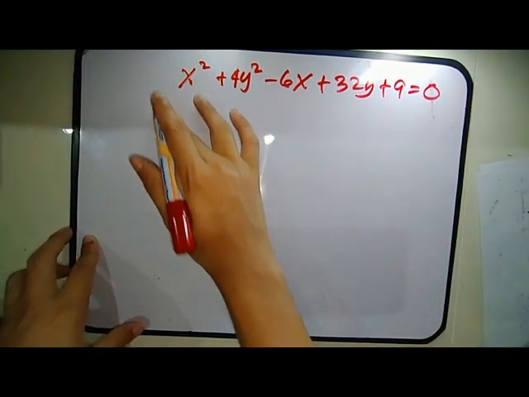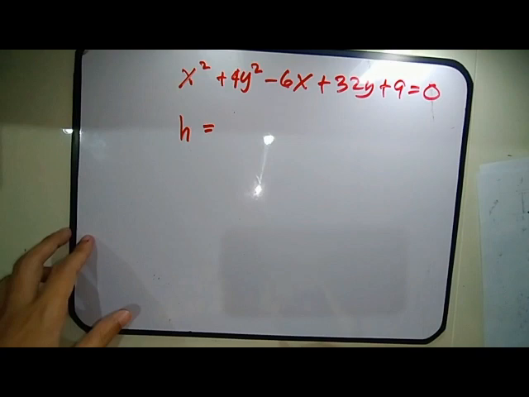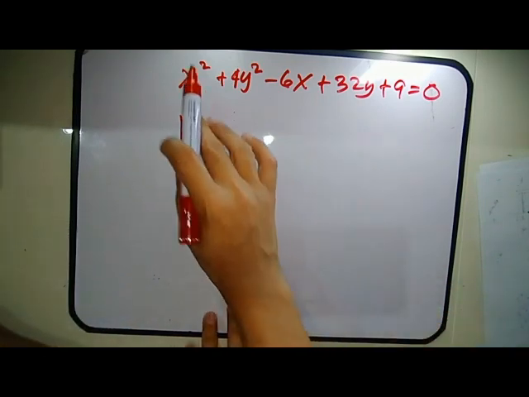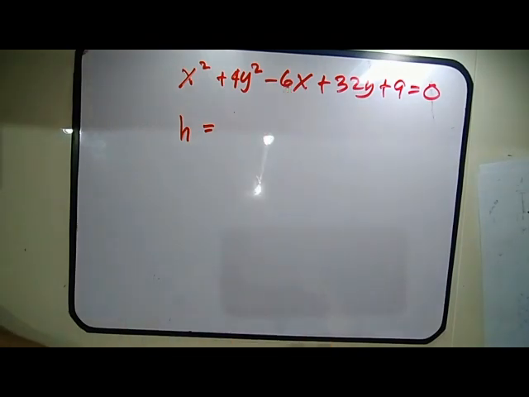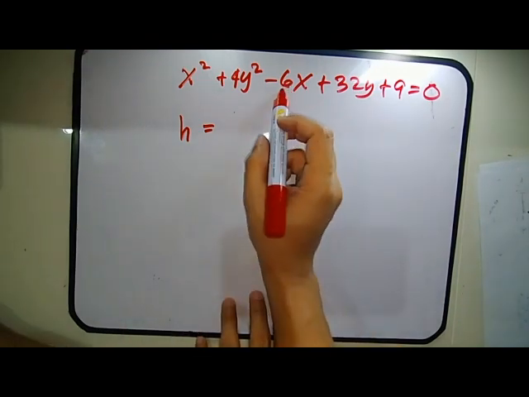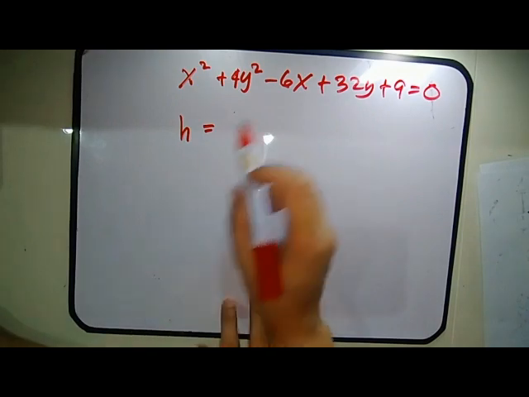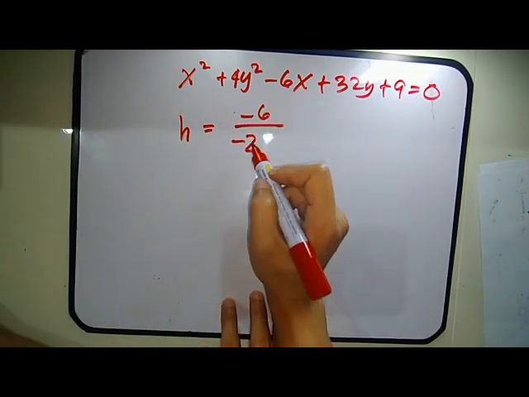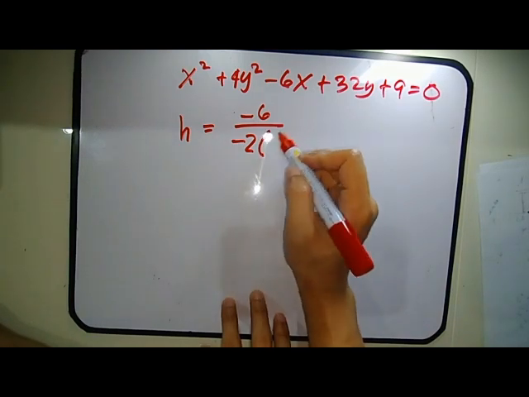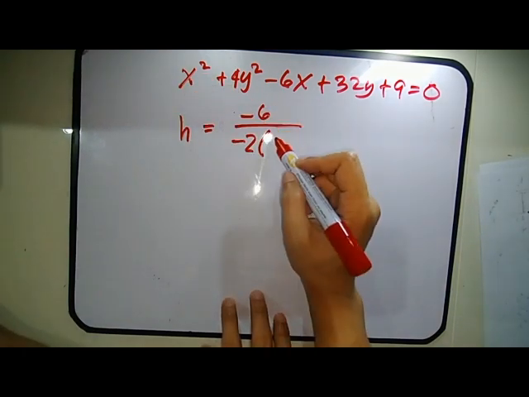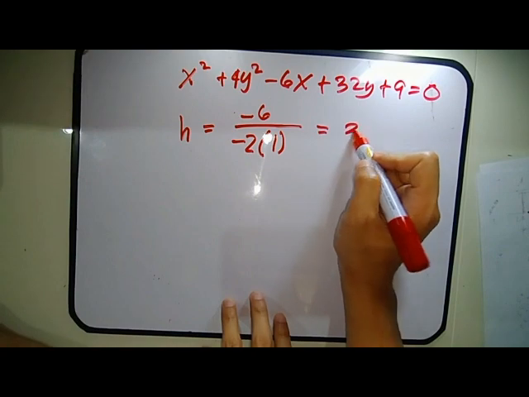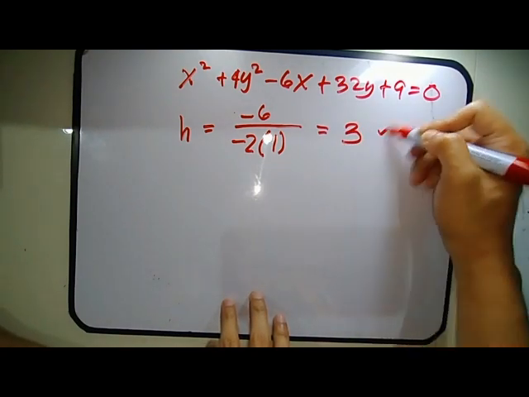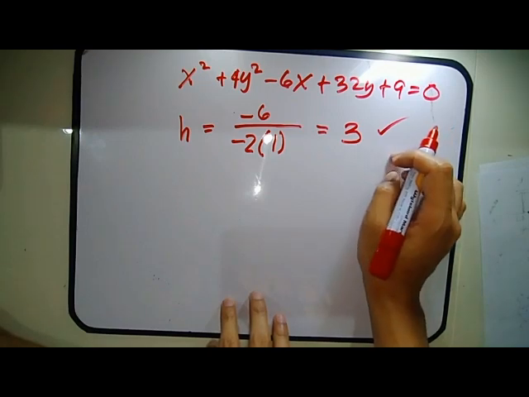So for the center (h, k), h equals, the same approach applies to the circle and parabola. If h is the x coordinate of your center, you take the coefficient of the first degree x, which is -6, all over -2 times the coefficient of the second degree x, which is 1. So you have 3. That is how easy it is to get the center, if you're only looking for the center.